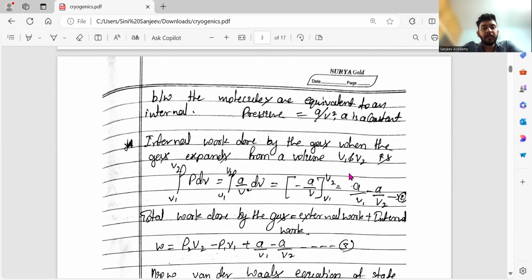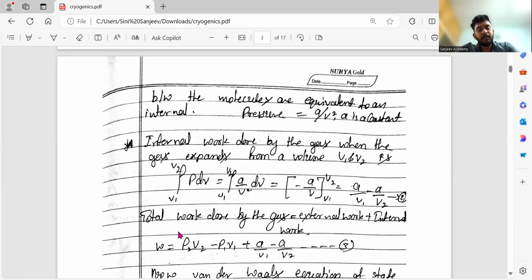Internal work done, I told you we'll do the integration from V1 to V2, change in volume, of P dV. My pressure is A by V square, so we integrate 1 by V square, with A taken outside. V power minus 2. We know that the integration of 1 by V square is minus 1 by V. Then upper limit minus lower limit. If you do that, you'll get this equation.